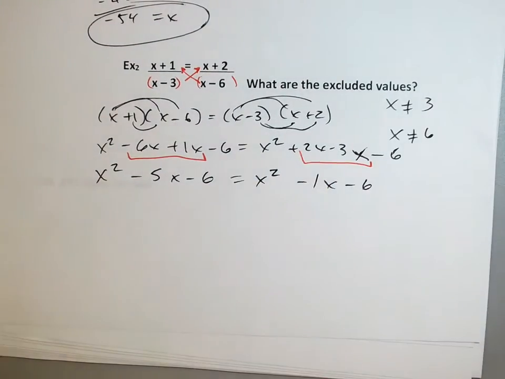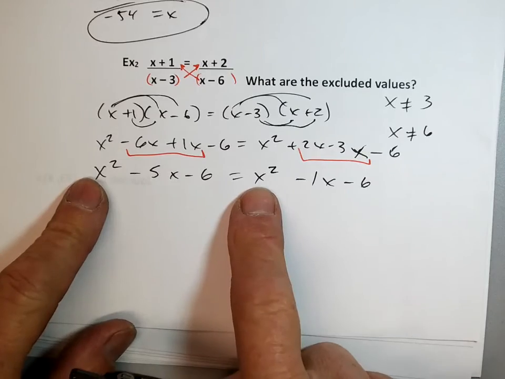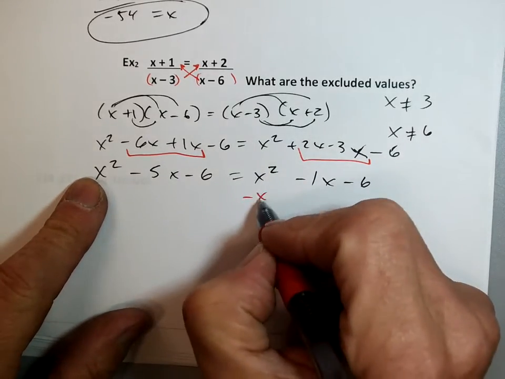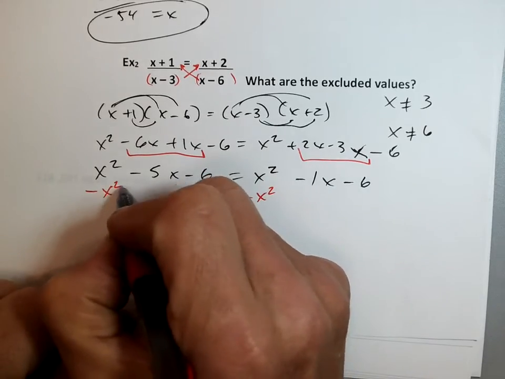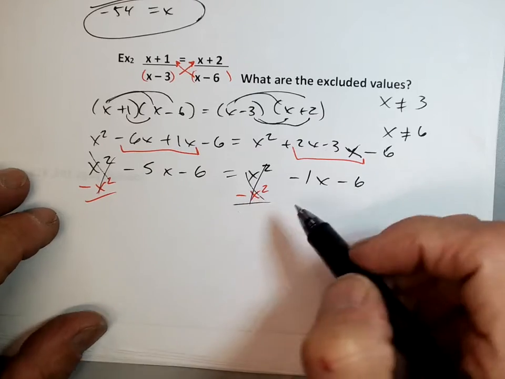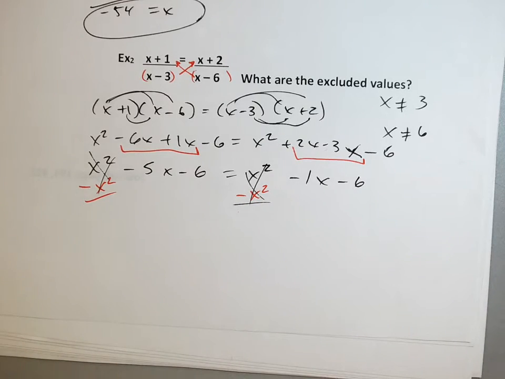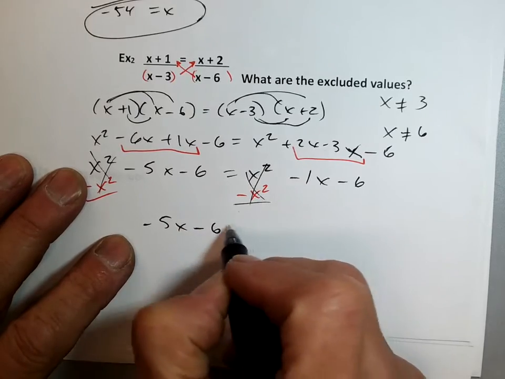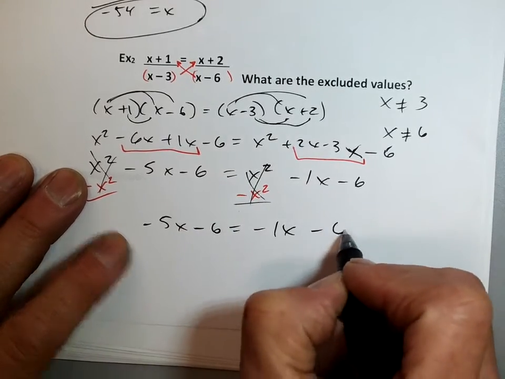I'm still solving for x, so what I notice is x squared, right? And so if I just subtract x squared from both sides, they disappear, right? They're gone. Cancel. I like that. So now I don't have to worry about factoring or anything like that. I just got it, right? Now, minus 5x minus 6 equals a negative 1x minus 6, right?